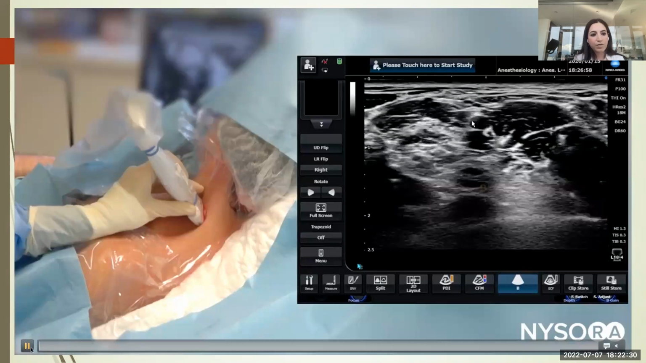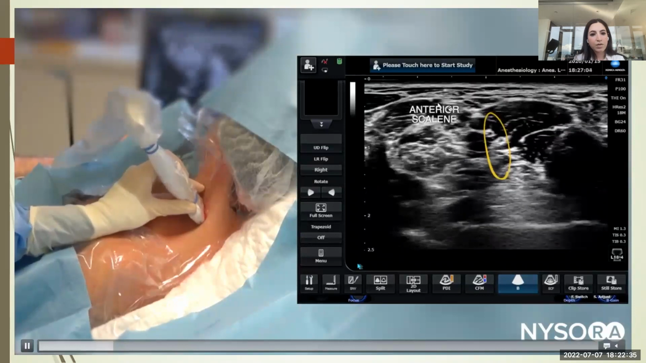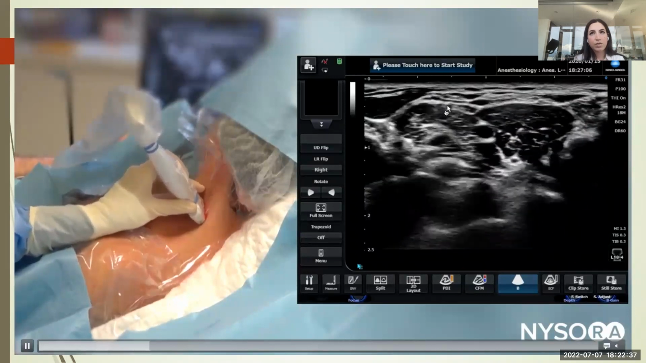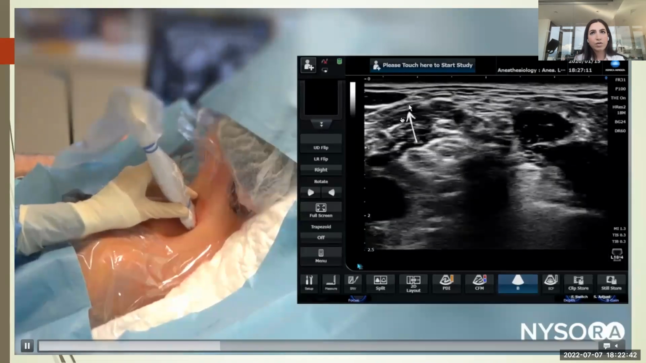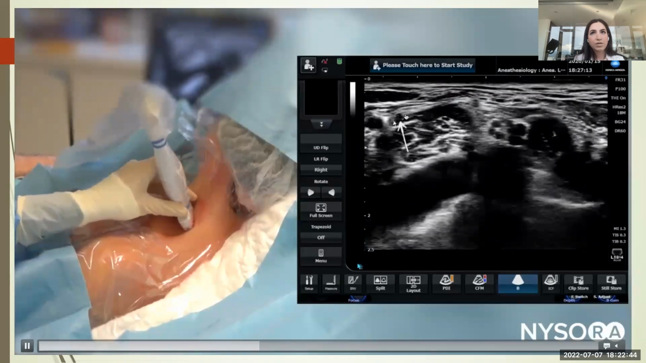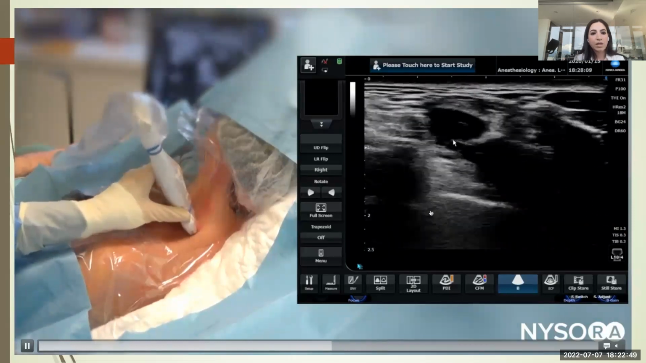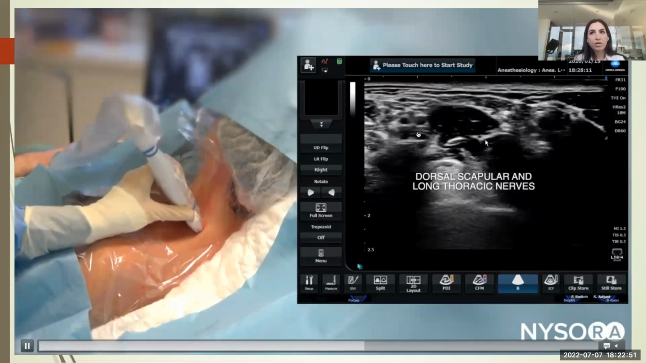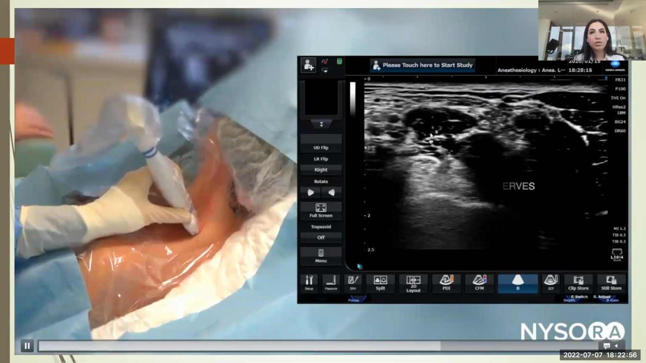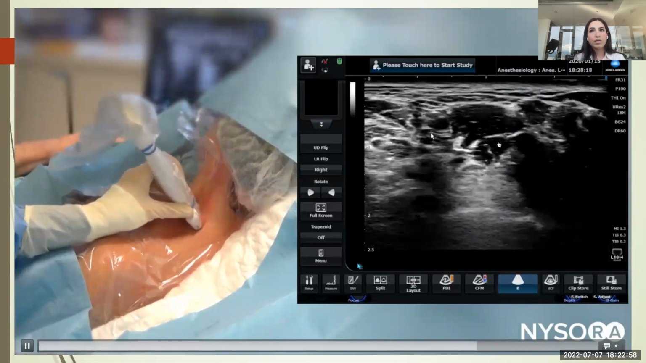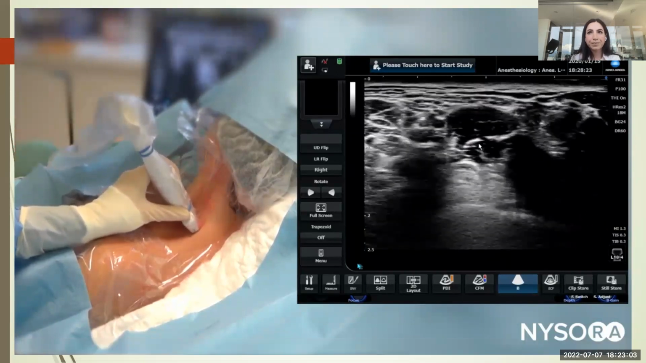So this video just briefly shows the brachial plexus. This is the anterior scalene muscle, and you can see the video is already showing it with an arrow there, but the phrenic nerve coursing over the superficial aspect of the anterior scalene muscle, just showing the proximity to the brachial plexus at this level. And over on the right side of the screen, you can see the dorsal scapular and long thoracic nerves coursing through the body of the middle scalene muscle. So those are things to watch out for.